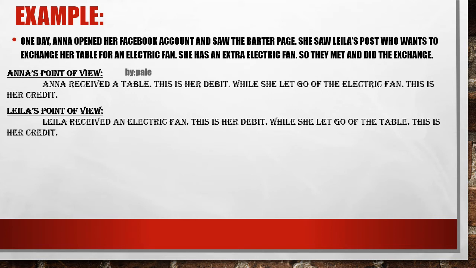So if you have noticed, ma'am, two entries, we will prepare two entries, it depends on the point of view. Always think that you are in the business point of view. So for example, Anna is the business here. We are Anna. So our entry would be, we will have a debit of table and credit electric fan. But if we are Laila, she debited electric fan and she credited table. So they are opposite, because what Anna has received is the item that was being let go by Laila.